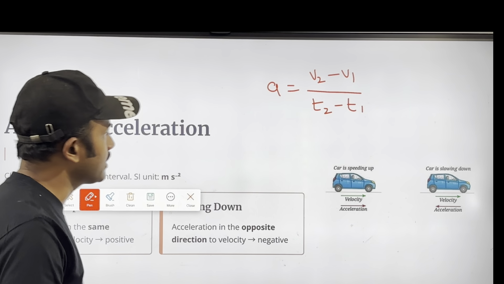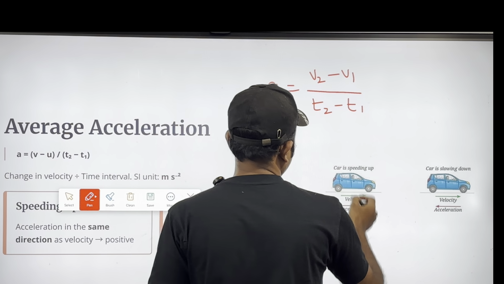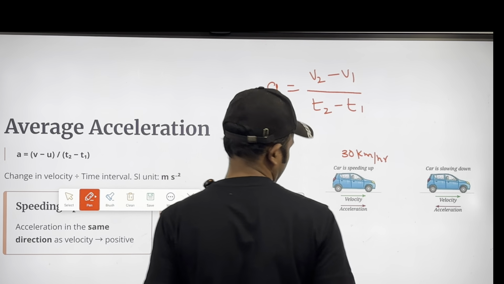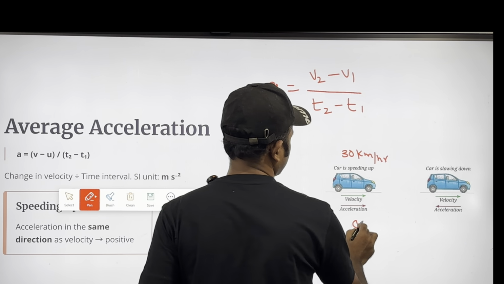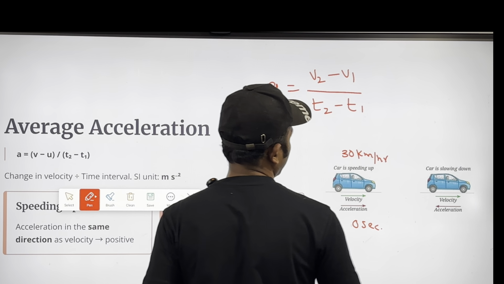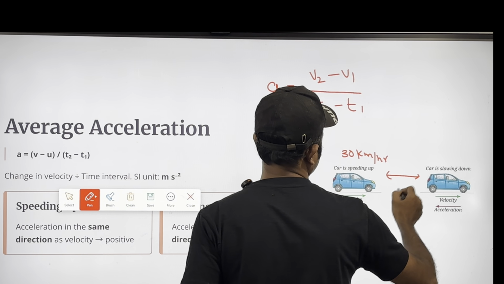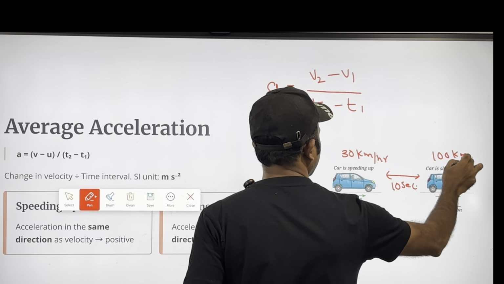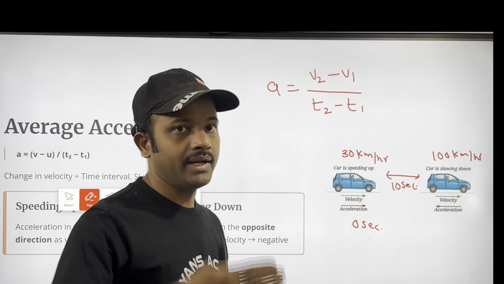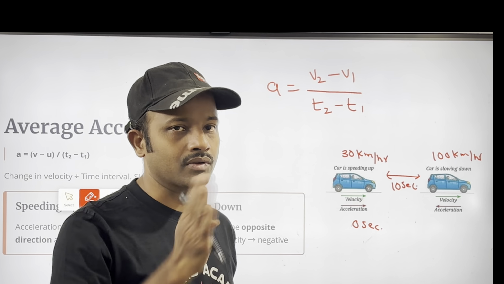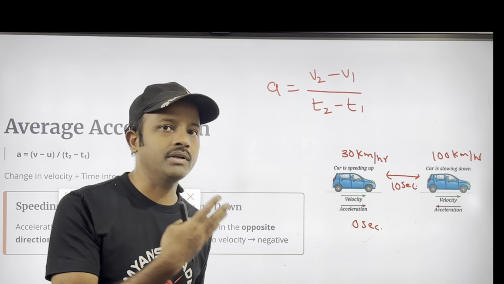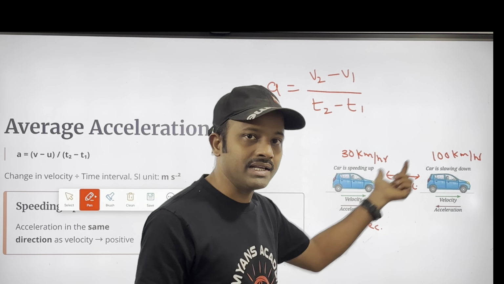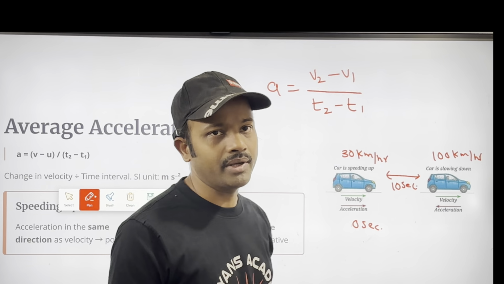Suppose you are moving in a car and your car is speeding up. Let us say the speed of the car is 30 km per hour at 0 seconds. Within 10 seconds, the speed of the car increases to 100 km per hour. So your car speed is increasing with respect to time. It is said to be acceleration.